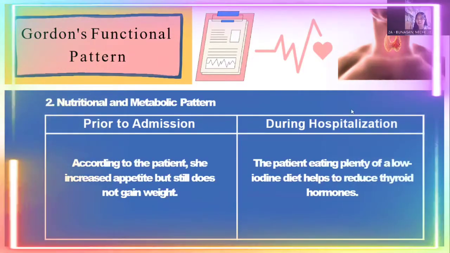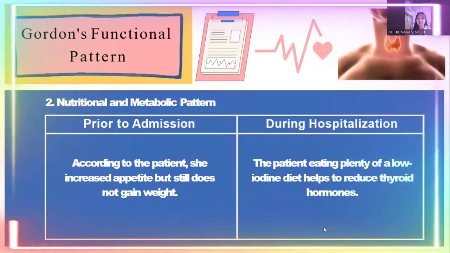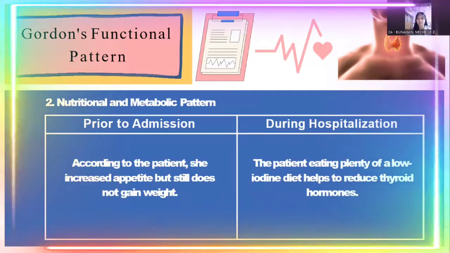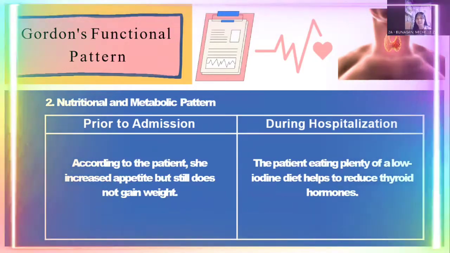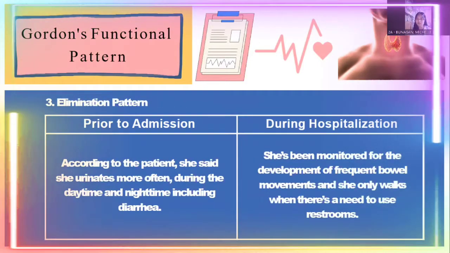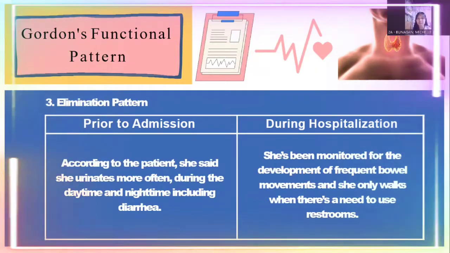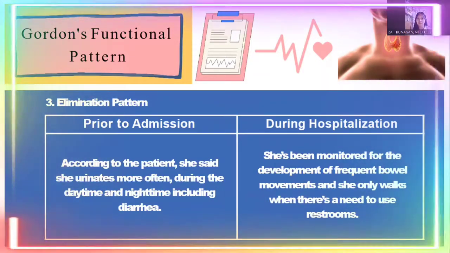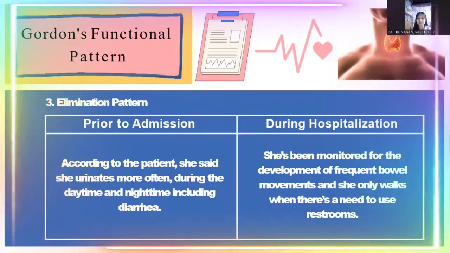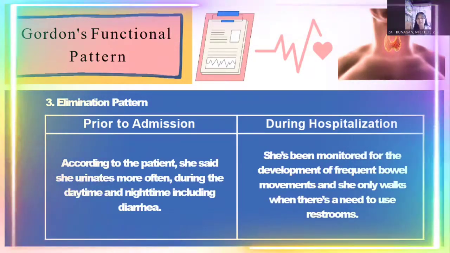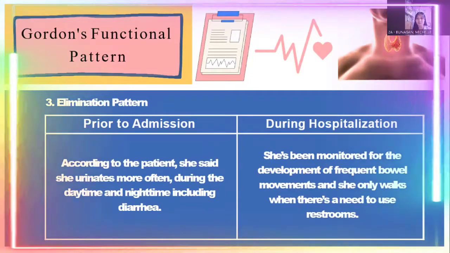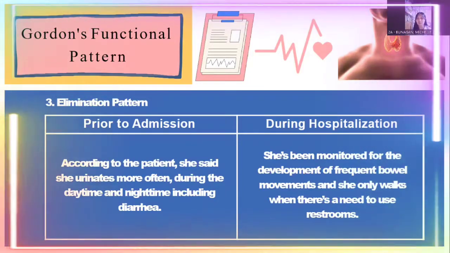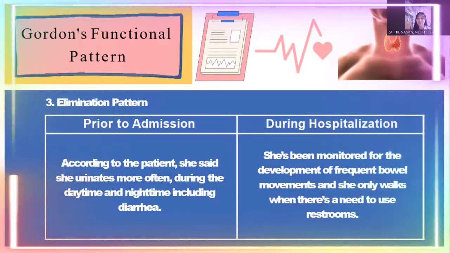For nutritional and metabolic pattern, according to the patient, she has increased appetite but still does not gain weight. During hospitalization, the patient is eating plenty of a low iodine diet, which helps to reduce thyroid hormones. Next, please. For elimination pattern, prior to admission, according to the patient, she urinates more often during the daytime and nighttime, including diarrhea. During hospitalization, she's been monitored for the development of frequent bowel movements, and she only walks when there's a need to use a restroom. Next, please.